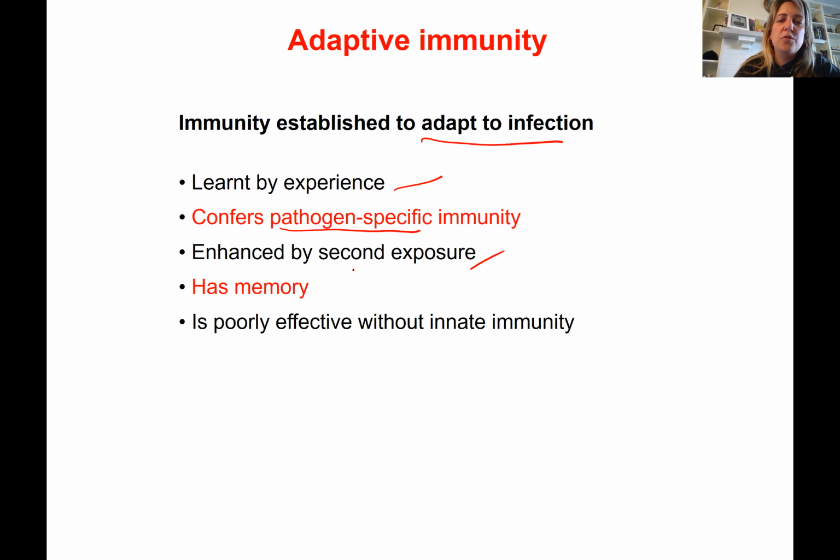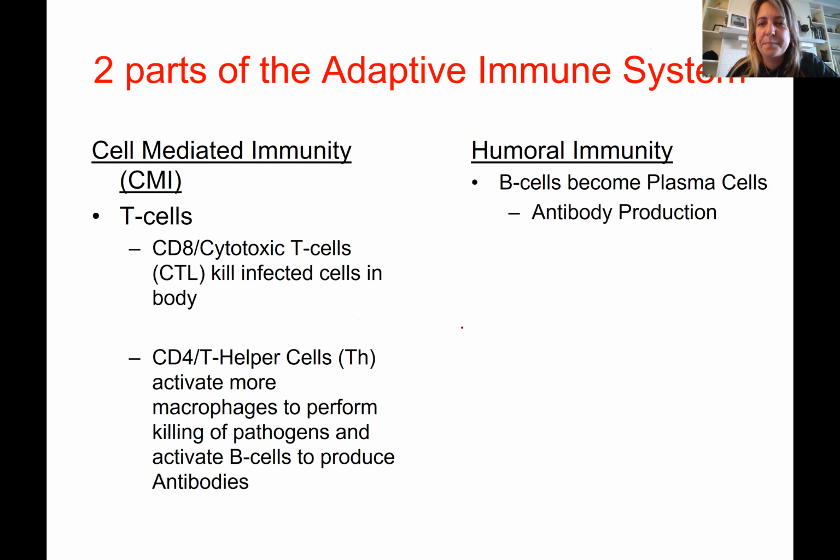It is enhanced by second exposure, has memory, and is not very effective without the innate immune system, because it needs that to say. So the innate immune system is there as, like I said, sentinels, and they're just flagging and grabbing things, and then showing, saying, hey guys, I found this invading microbe here. Somebody come and grab it from me and start making antibodies against it. The adaptive immune system, hold on just a second.